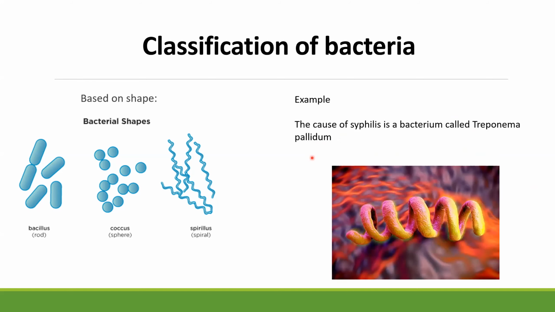So syphilis is a bacterium called Treponema pallidum, and as you can see, it has this spiral shape. So this is a Spirillum bacteria, and I believe it's gram negative. I didn't use an image where it's stained with the gram staining, but I believe it's gram negative if I recall correctly.